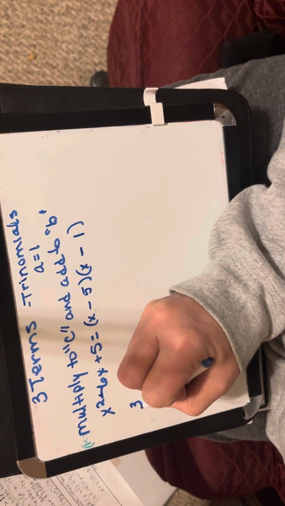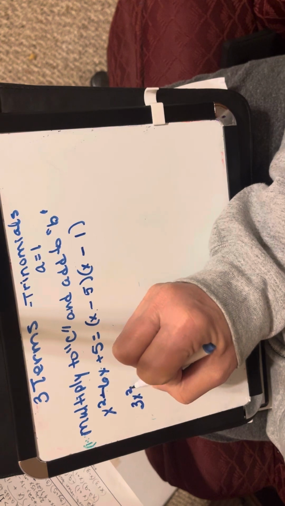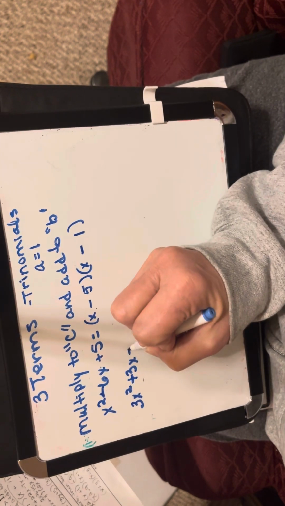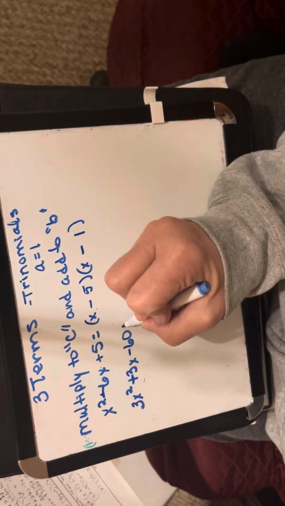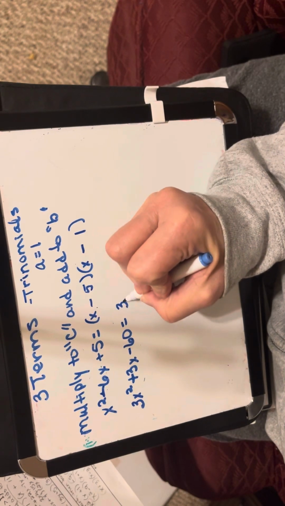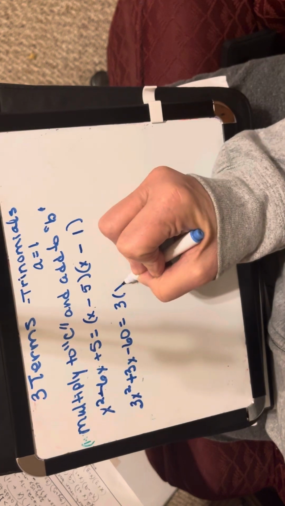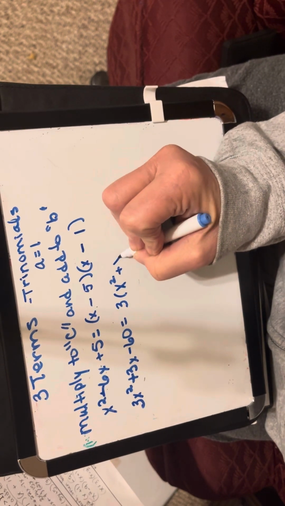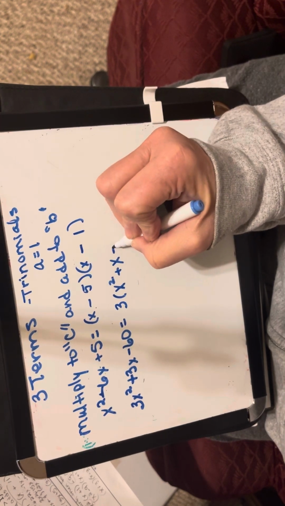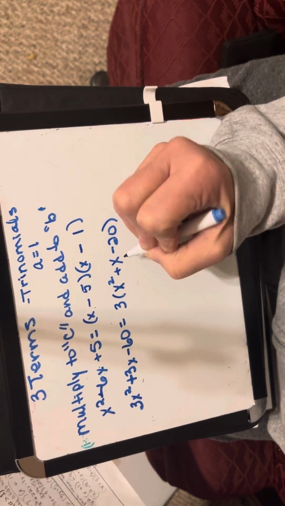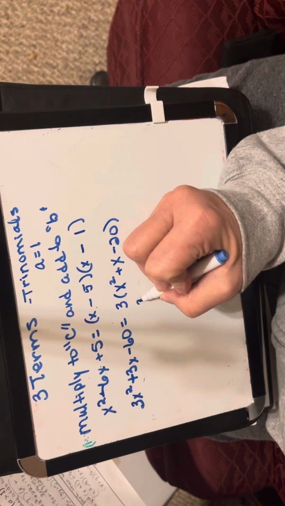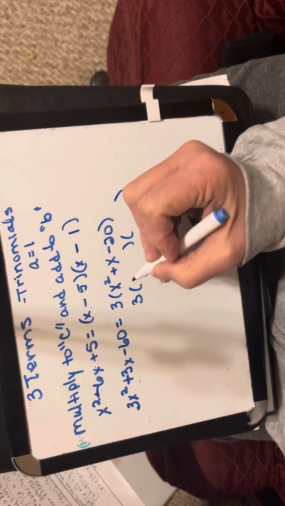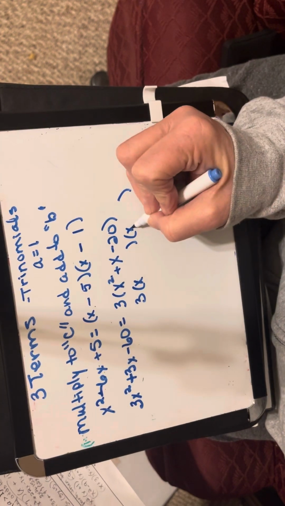So let's try one more. We have 3x squared plus 3x minus 60. I'm going to factor out 3 to begin with, and then I am left with just x squared plus x minus 20. Then I'm going to factor that out. So I leave the 3 there, and I'm going to put in 2 parentheses. I have x here and x here.